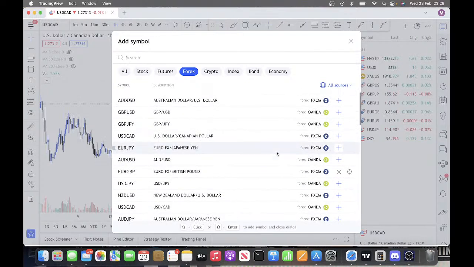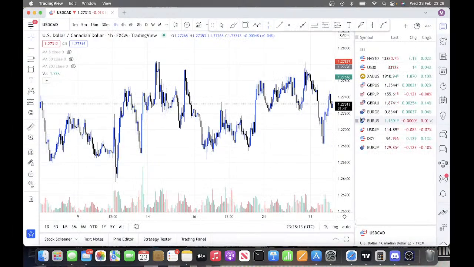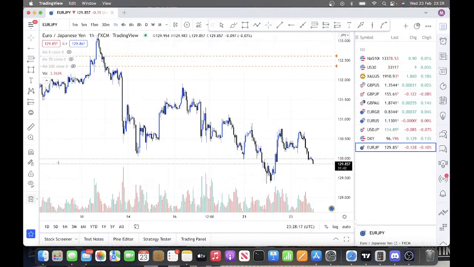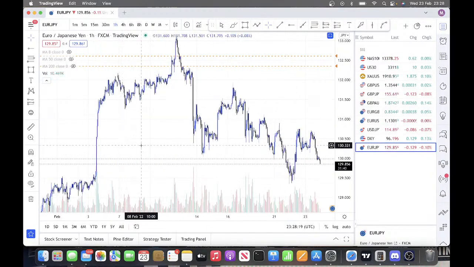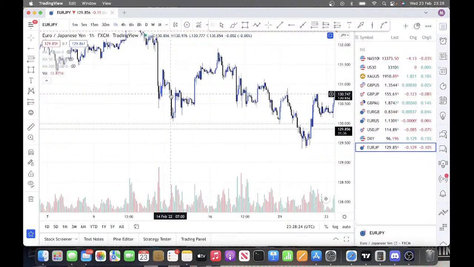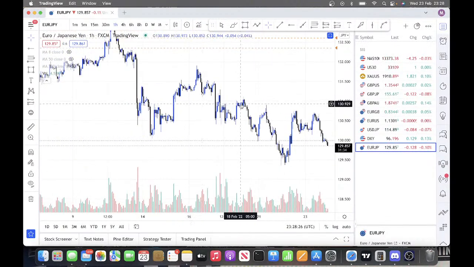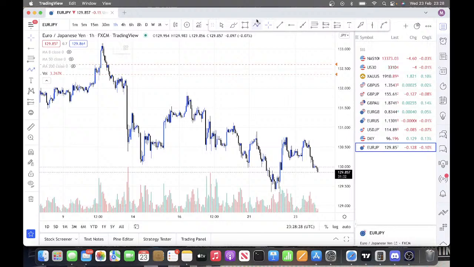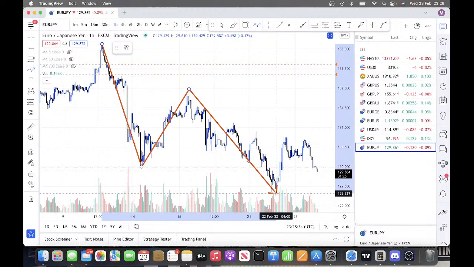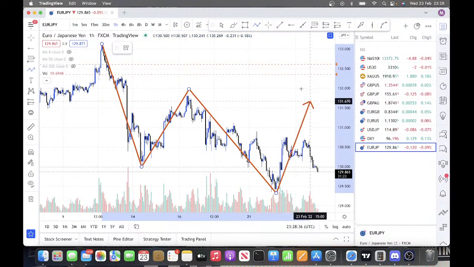Delete this. Let me find Euro GPY. Did I trade that? No. Okay. Let's just clear this chart. So first thing I see, don't even need to go this far, first thing I see is this here. So I'll identify my structure. Got my high, my low, my high, my low. Now we're in this kind of area here.